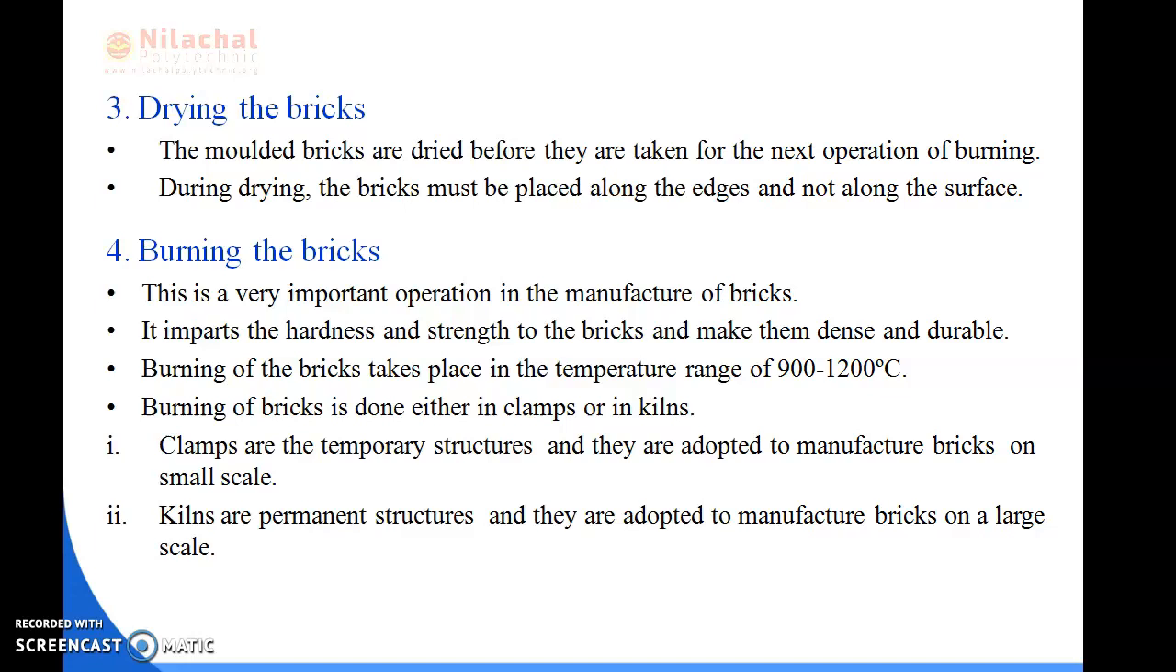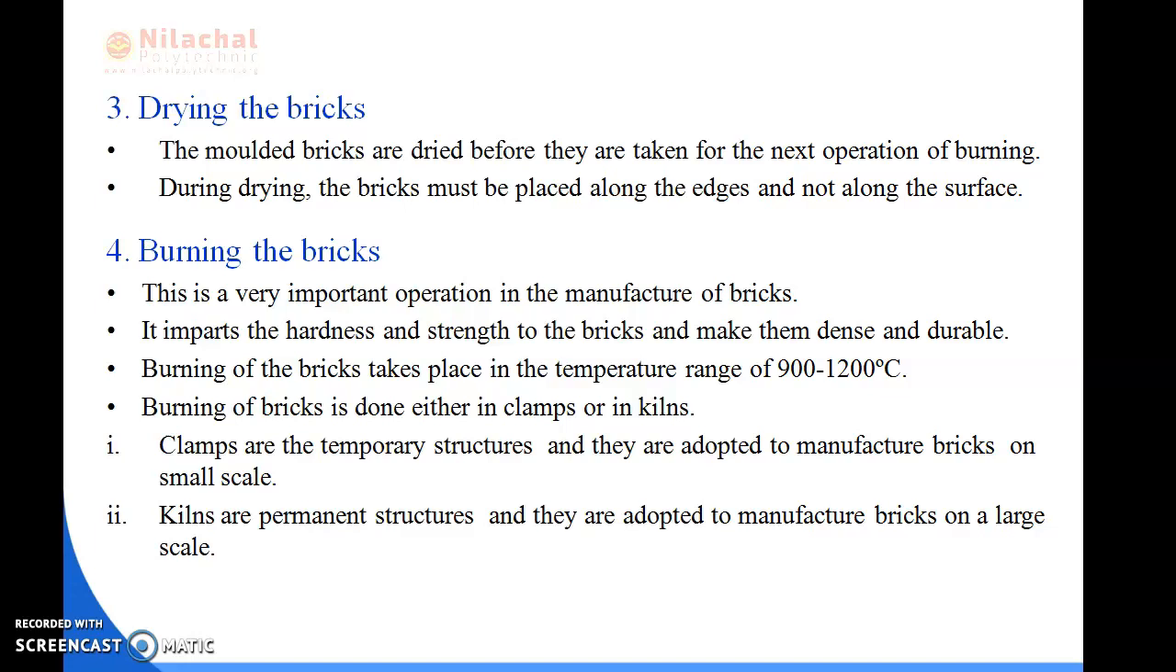Next is the drying of the bricks. After the molding operation has been completed, the drying operation starts. During drying, the bricks must be placed along the edges, not along the surfaces, to dry the bricks quickly. And next is burning the bricks. This is a very important operation in the manufacturing of bricks, and the bricks take a temperature in the range of 900 to 1200 degrees Celsius. The bricks are mainly burnt in 2 ways.